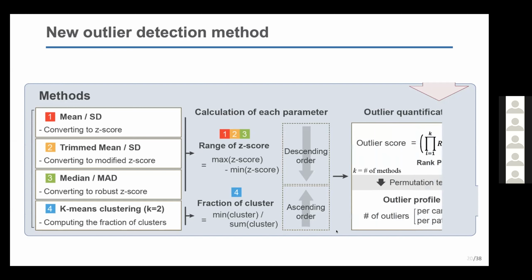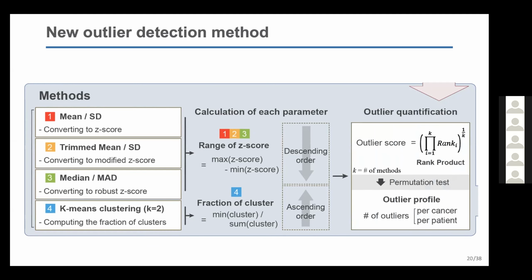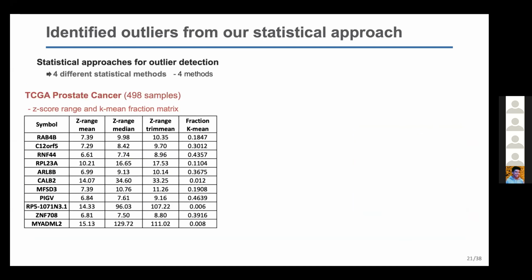And finally, I want to quantify the outliers. First, using rank product, which is a way to combine all the ranks, I get the final outlier score. Then after a permutation test, I get a final outlier profile. So I can know how many outliers there are per cancer and per patient. And here is an example of how my method works.